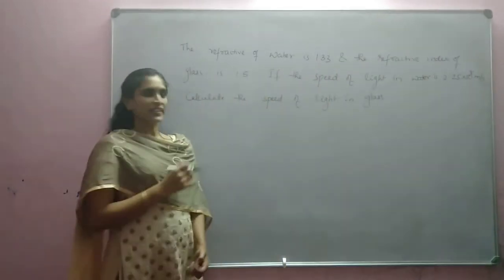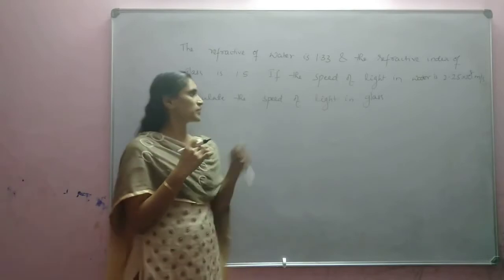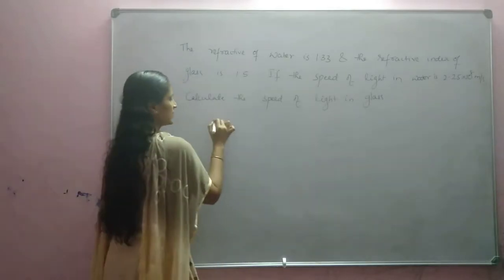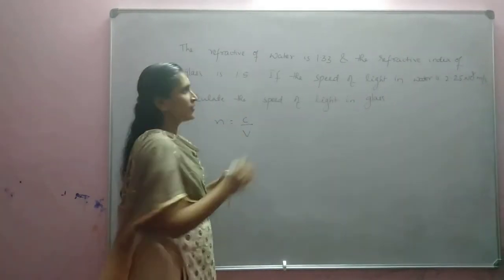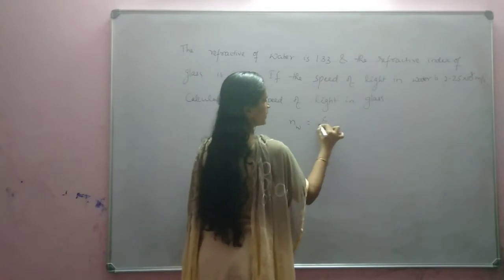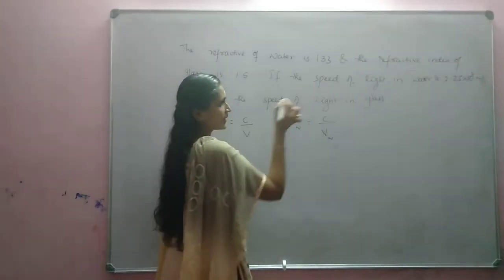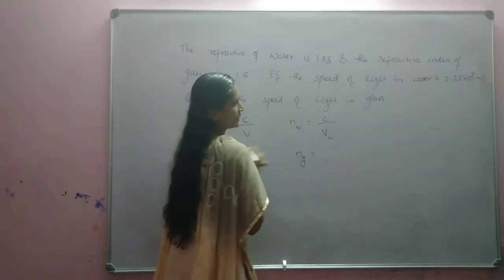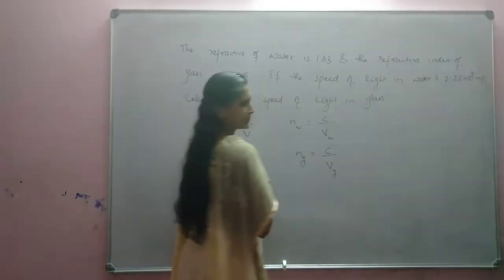So here both refractive indices are given and speed of light in water is given. We have to find the speed of light in glass. So you know the formula, no? Refractive index, N is equal to C by V. So here we can write for the first case, refractive index of water is equal to C by velocity of light in water. Similarly, we can write refractive index of glass is equal to C by velocity of light in glass.